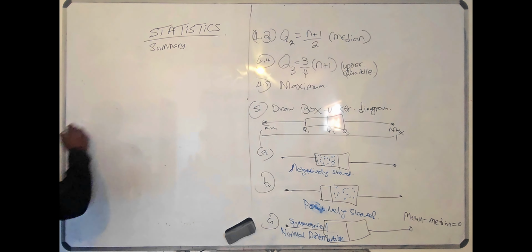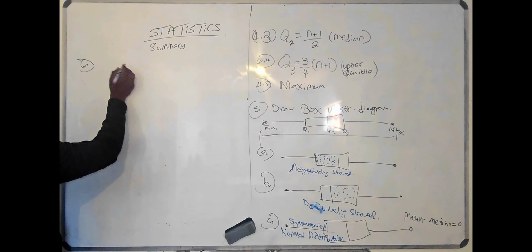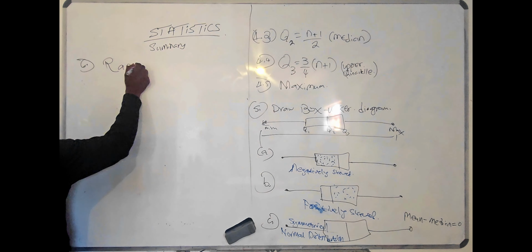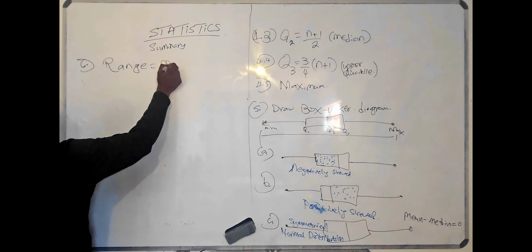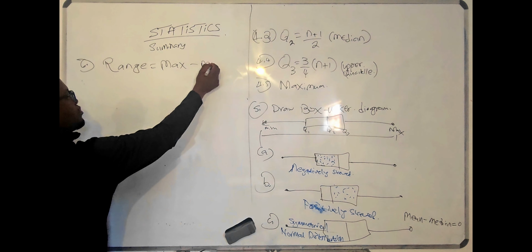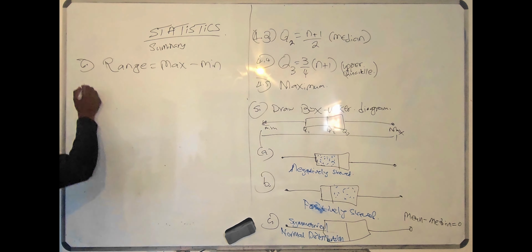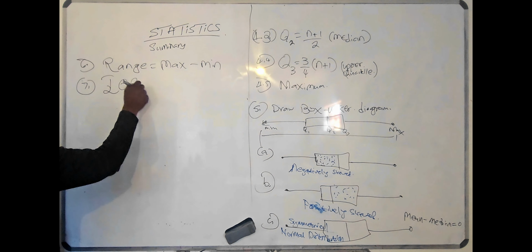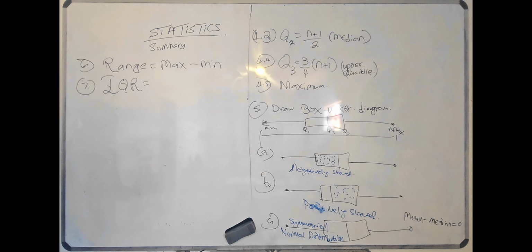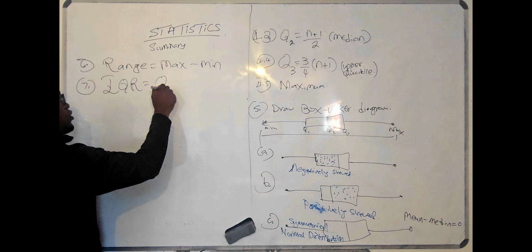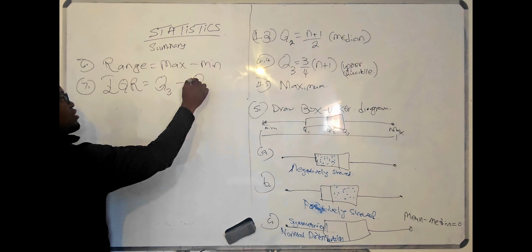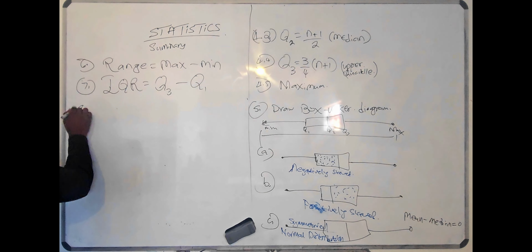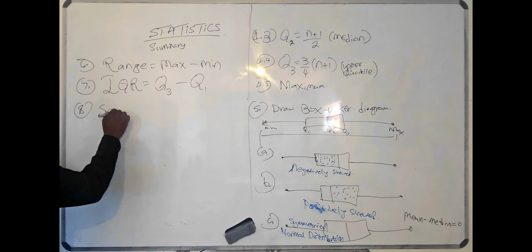They're also going to ask us for a range, which is max minus minimum. And then they're going to ask us for the interquartile range, which is Q3 minus Q1. Semi-IQR, which one is this one?